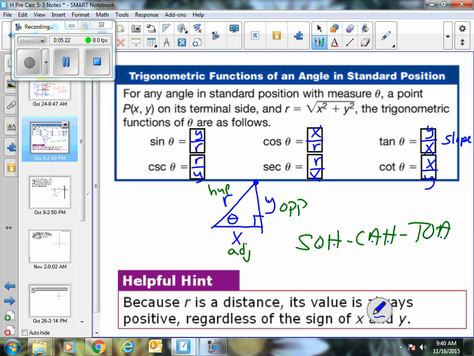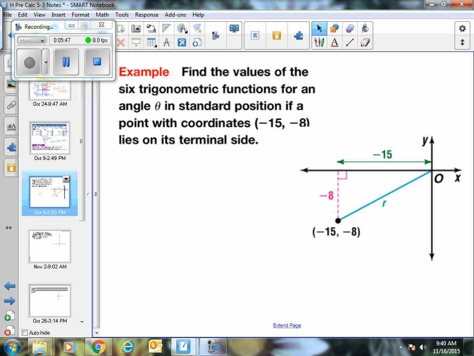Now, the one thing to keep in mind, and it's this little helpful hint down here, is because r is a distance, it is always going to be positive, no matter what x and y are doing. The radius, the r, distance from the origin, always a positive value. The only thing that can be negative are x's and y's as you move from quadrant to quadrant. And you know that, you've graphed tons of points, it works exactly the same. Okay, so what we're going to do is walk through 4 examples here that talk about basically how do you draw the picture and how do you write those ratios.